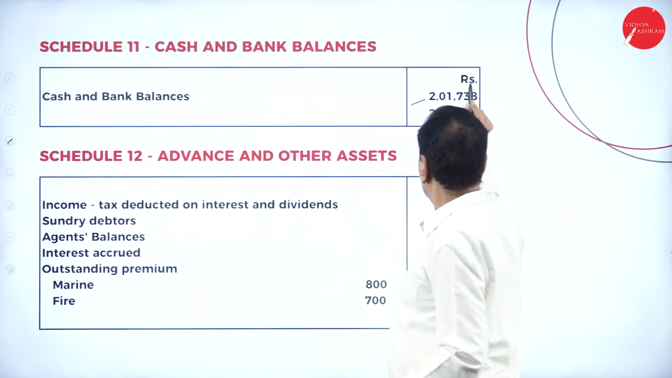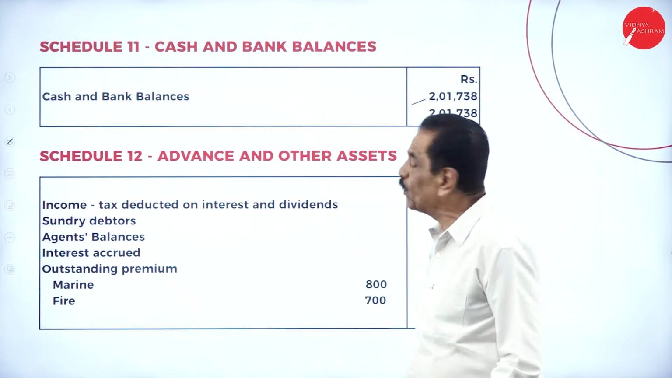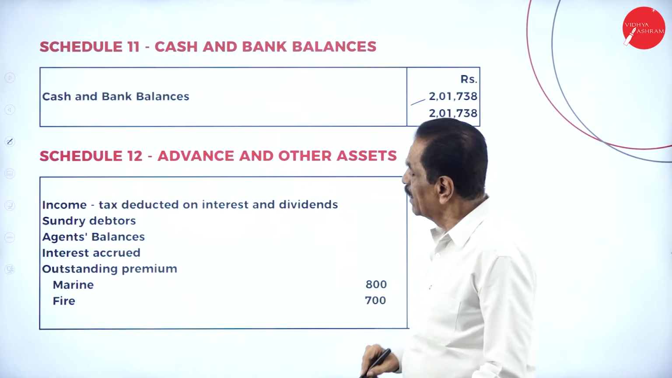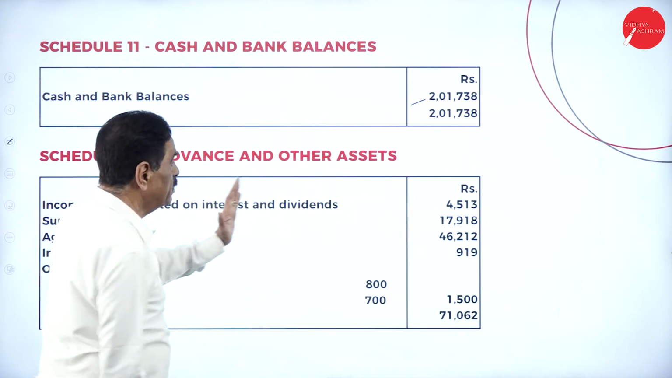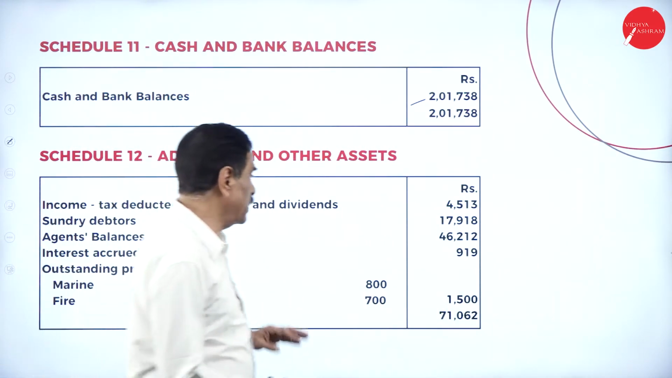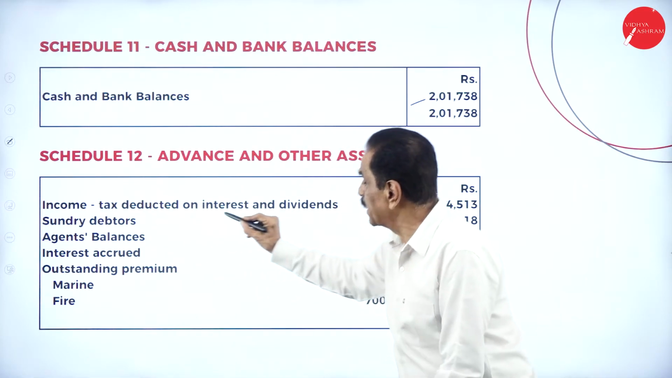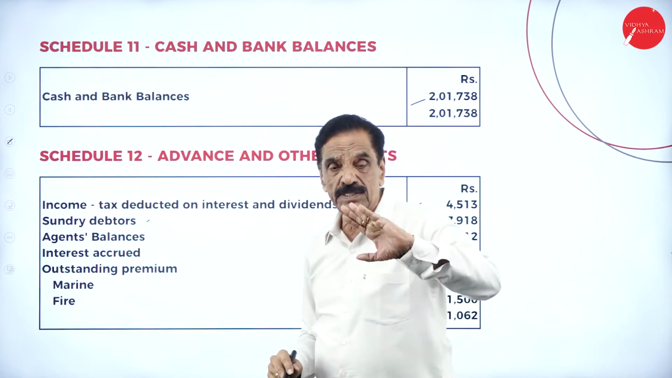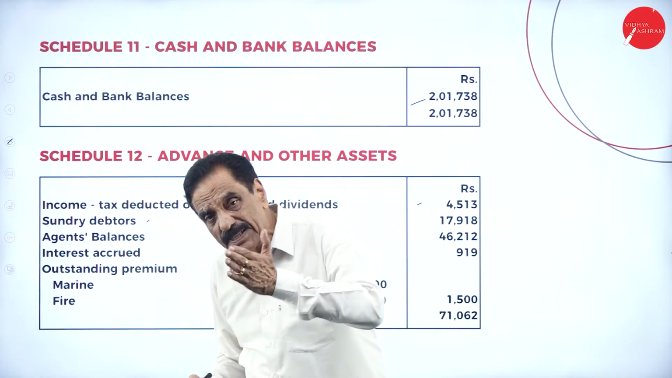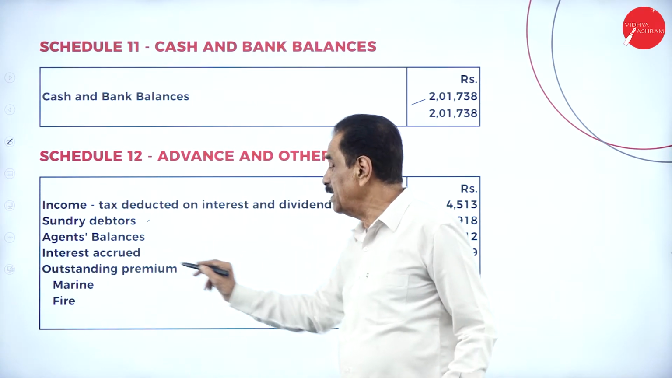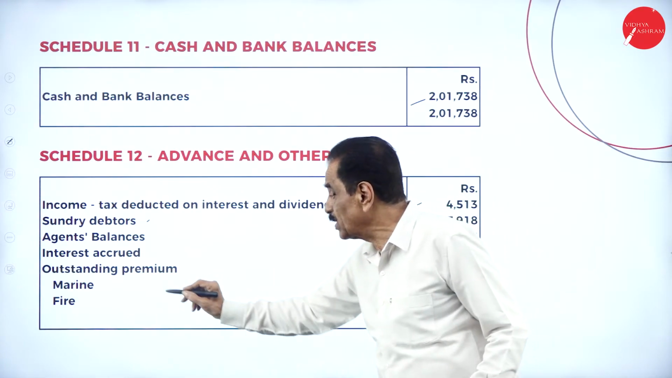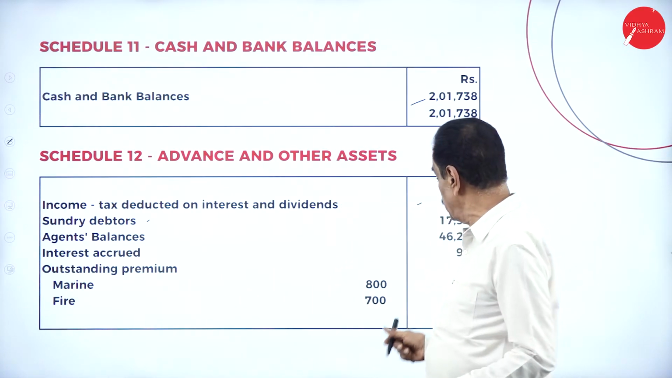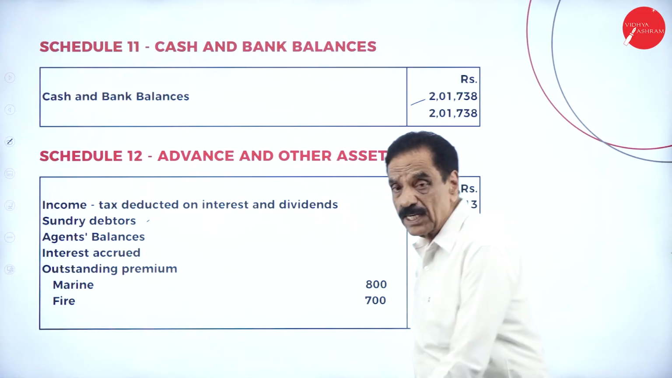Cash and bank balance as per the trial balance is 2,01,738. Schedule number 12, advances and other assets, almost current assets. Income tax deducted and interest and dividend. Debtor is a current asset. Agent balance, debit side current asset, credit side current liability. Then interest accrued is an asset. Outstanding premium which we have to receive is a current asset. Totally it will come to 71,062.